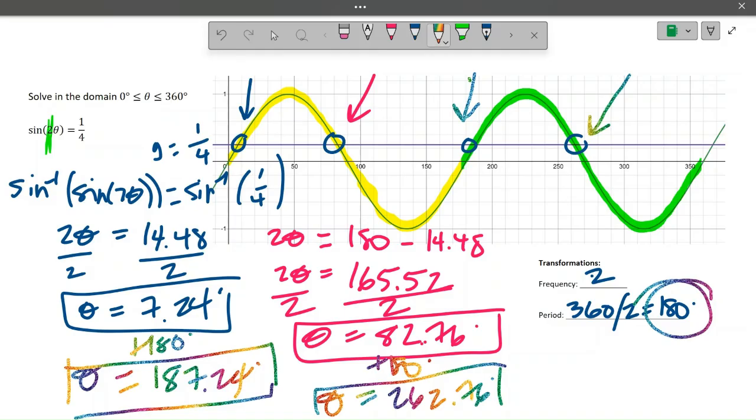So the big difference here is you do all the steps the same: you isolate what's in the parentheses first, you apply your property to show there's two values within 180 degrees on a normal sine wave, and then you manipulate the equation. The difference is, instead of adding 360 degrees to represent the period, you're adding the 360 divided by the frequency. All right, let's do another one.